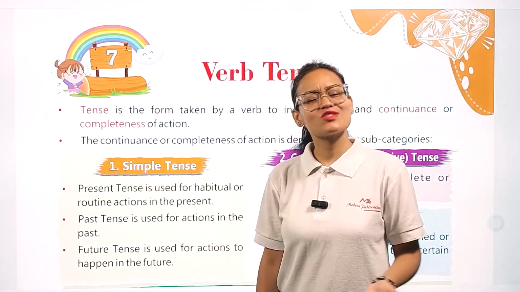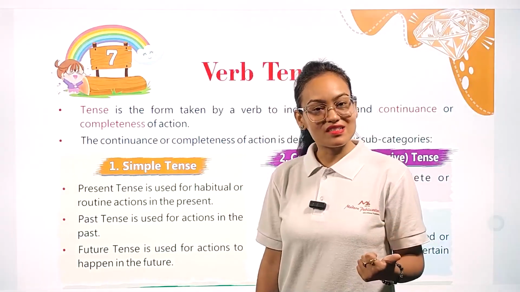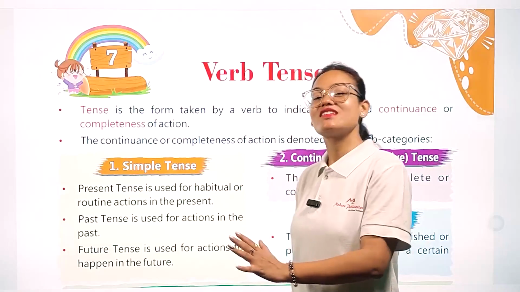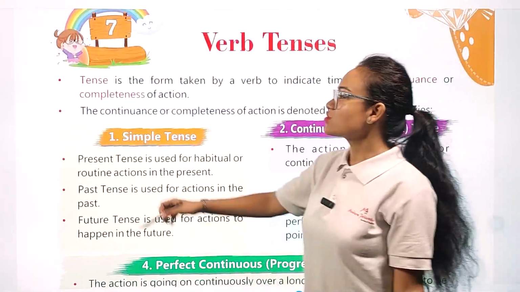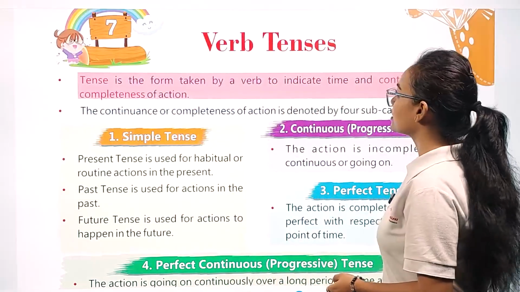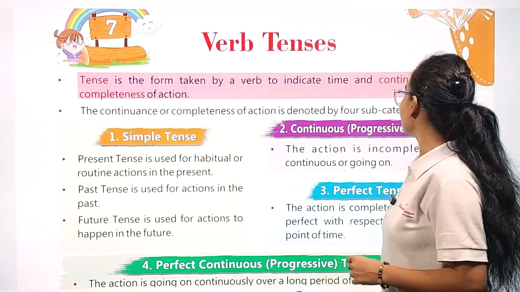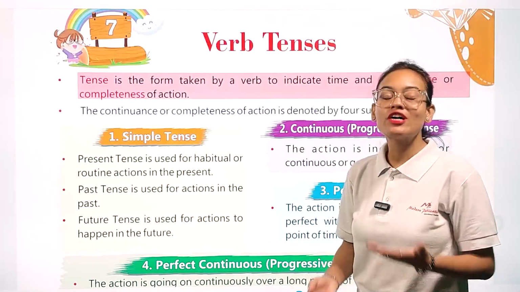In your previous classes, you all know, my dear students, tenses are divided into 3 parts: past tense, present tense, and future tense. Now we are going to see in detail about all these tenses. So what is the meaning of tense? Tense is the form taken by a verb to indicate time and continuance or completeness of action.